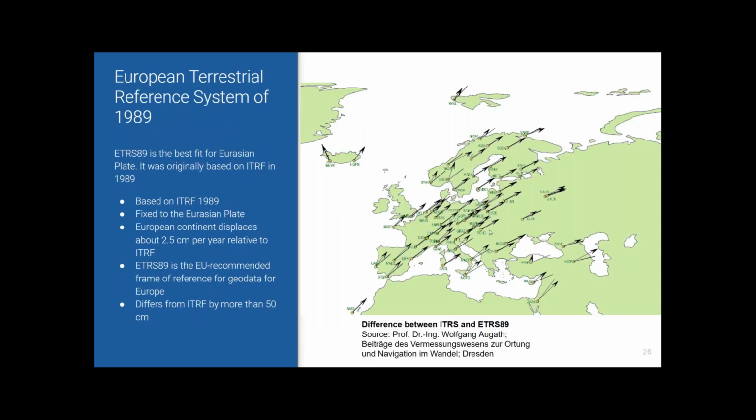I couldn't find one for Europe, but I did find this difference between ITRS and ETRS89. So remember, ITRS is the more accurate version of WGS84. And the difference between that and ETRS89 is shown by these arrows. So over time, Europe is moving, I guess it would be moving to the west relative to WGS84. So if you get your measurements in ETRS, your coordinates stay the same. But if you're using your GNSS system, it is probably recording things in ITRS.